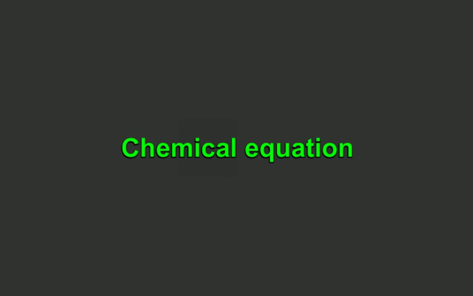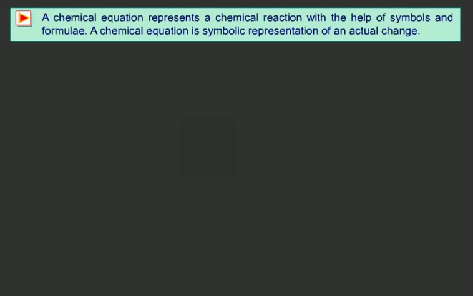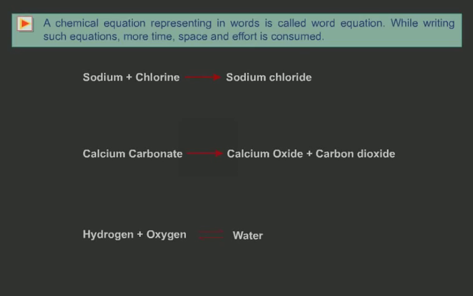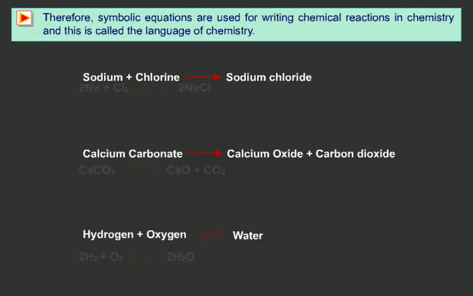Chemical equation. Students, a chemical equation represents a chemical reaction with the help of symbols and formula. A chemical equation is symbolic representation of an actual change. A chemical equation represented in words is called a word equation. While writing such equations, more time, space, and effort is consumed. Therefore, symbolic equations are used for writing chemical reactions in chemistry, and this is called the language of chemistry.